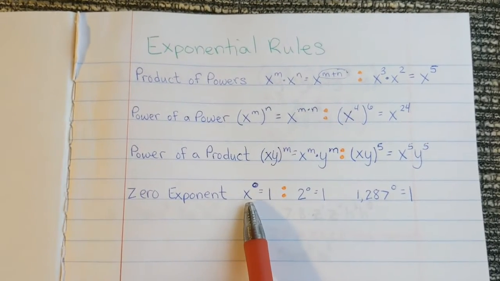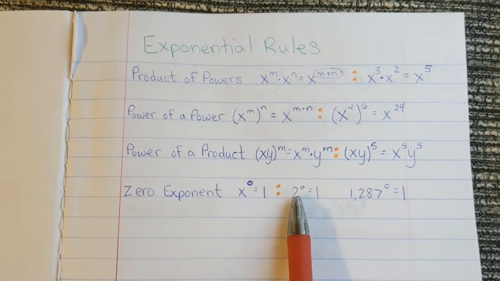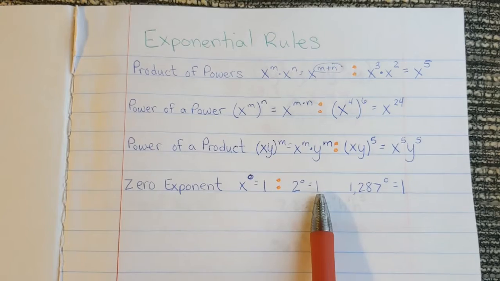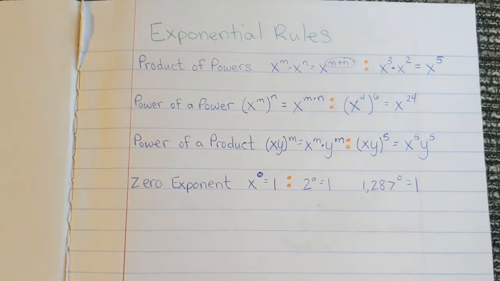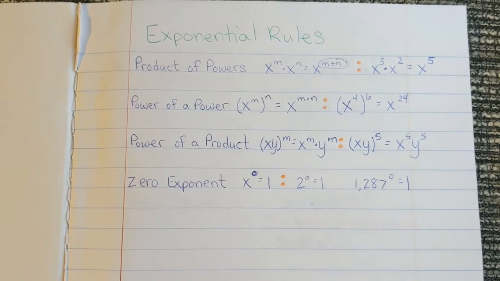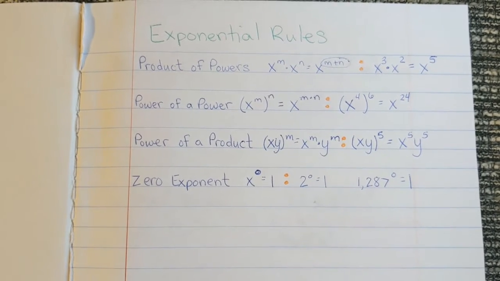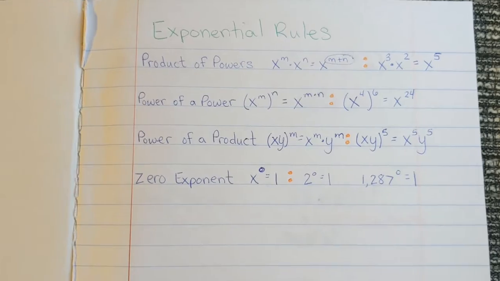And then our zero exponent rule, if you have anything raised to the 0 power whatsoever, that just equals 1. X to the 0, doesn't matter what x equals, it's 1. 1,287 raised to the 0 power is 1.